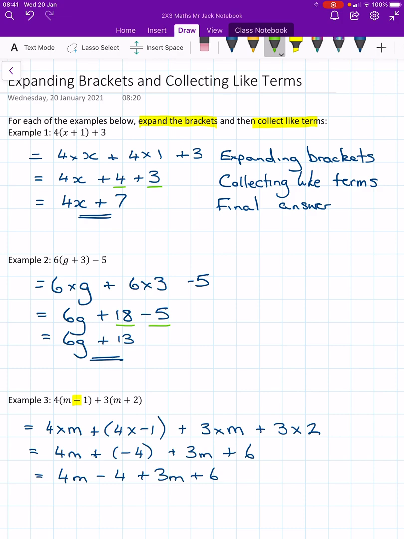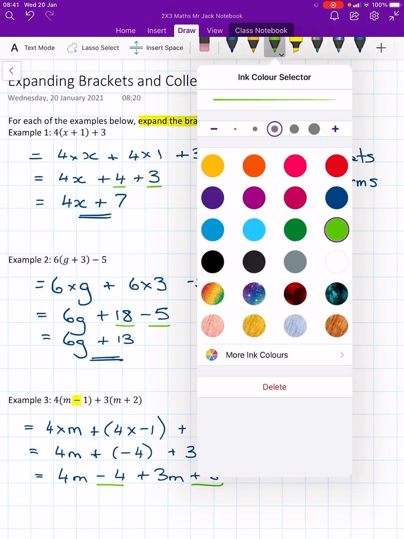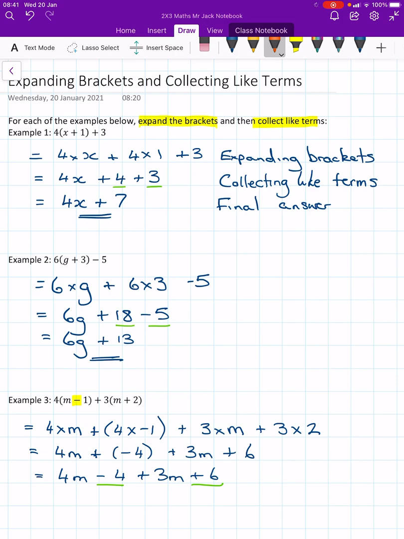Now, like terms, we've got minus 4 and we've got plus 6, which we can definitely do something with. And let's pick a different colour. We've got 4m plus 3m. So we can definitely do something with those as well, because we know that they are like terms. They have the same variable, the same letter, and they have the same power. So 4m plus 3m, that's going to give me 7m, isn't it? And then negative 4 plus 6 is going to give me plus 2.